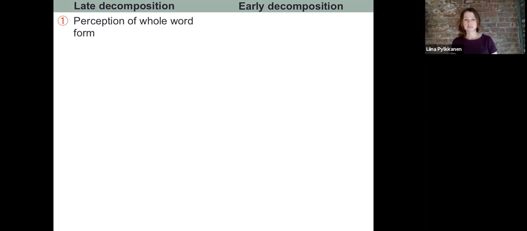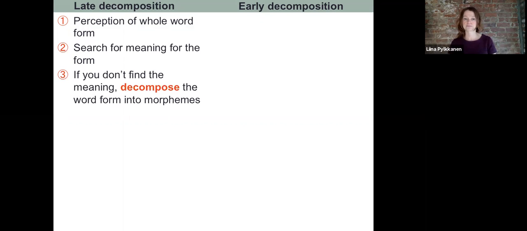So this kind of theory would say that the first thing that happens is that you perceive the whole word form. So your visual system takes the whole word form in. You then try to search for a meaning for that whole word form. So let's just say it's "seeing." You look for a meaning for that whole word.